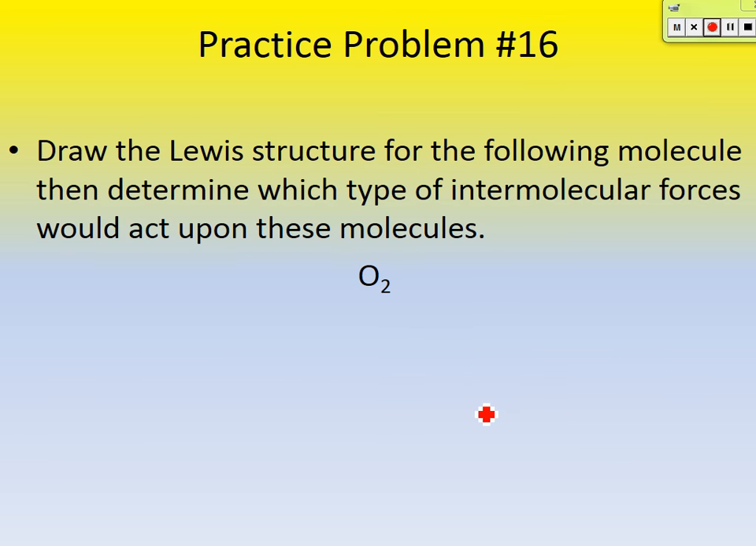Okay, number 16. Let's do this molecule. You're breathing it right now. Oxygen, O2. Here's its Lewis structure. Okay, there's a double bond between the oxygens, and you got your lone pairs here. So now, guys, try it. You tell me what kind of intermolecular forces are acting on oxygen.